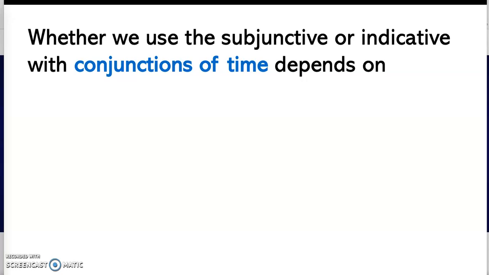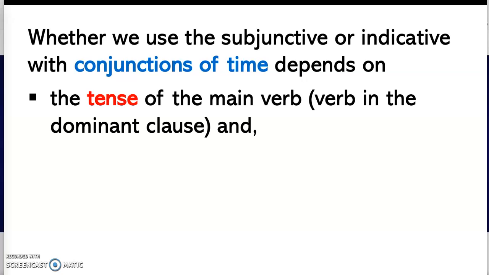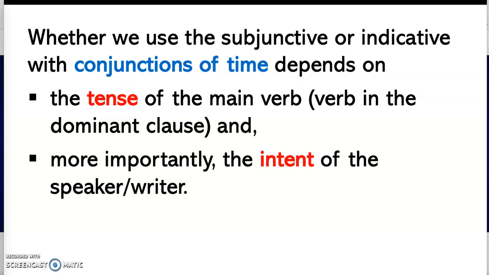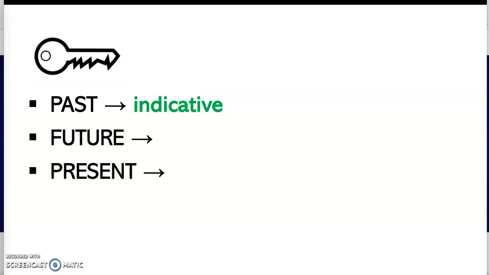Whether we use the subjunctive or the indicative with conjunctions of time depends on the tense of the main verb, that is the verb in the dominant clause, and, more importantly, the intent of the speaker or the writer. Notice, if our independent clause is in the past and our dependent clause is in the past, the dependent clause is going to be in the indicative. If, on the other hand, our independent clause is in the future, we're going to use the subjunctive in the dependent clause.